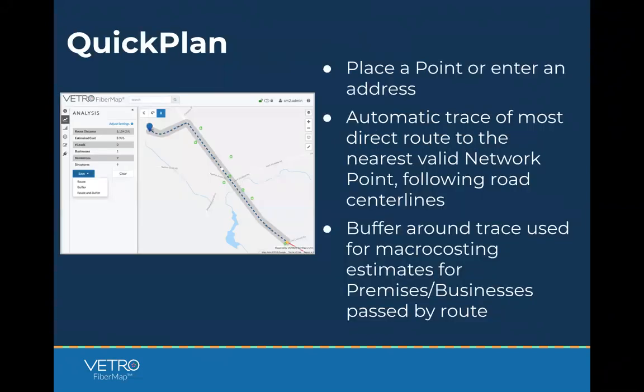And so then the last tool that we'll talk about today is the Quick Plan tool. This is a very quick and easy tool to use, and it produces some pretty interesting output. So if your sales or marketing team is unable to determine if a lead is within the reach of the network, they might need to go to a network engineer. It might take a lot of time. So this tool enables them to quickly see, after placing a point or entering an address, this automatic trace of the most direct route to the nearest valid network point following the road center lines. So we'll talk about all of this in the demo.